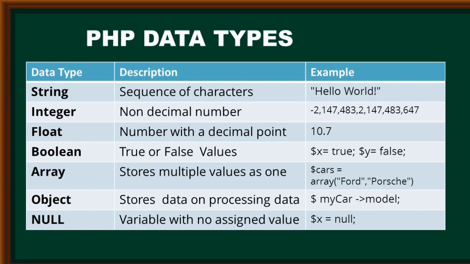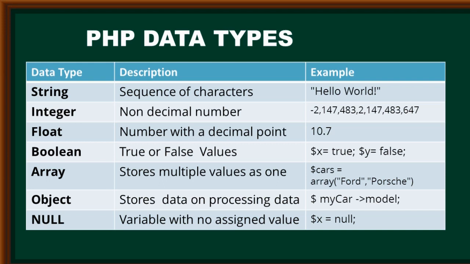I'll start with the first one, which is a string. A string data type is basically a sequence of characters, for example, hello world. A string can be any text, but must be placed inside quotes. You can use either single quotes or double quotes, but you cannot mix them. You can't start with a double quote and end with a single quote. You must maintain the quote. If you're using single, stick to single quotes. If you're using double, stick to double quotes.